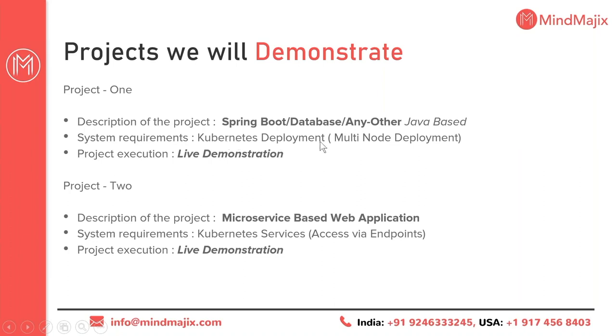System requirement, Kubernetes deployment: we always do a multi-node deployment, right? Where we see scalability, rolling updates, right? Auto-scaling, all that. So we don't do it on Minikube, but rather on a production environment, which is supported by many multi-node clusters, right? So we do everything on multi-node. Live demonstration, yes, we do hands-on work, live example, real-time example. All that we do.